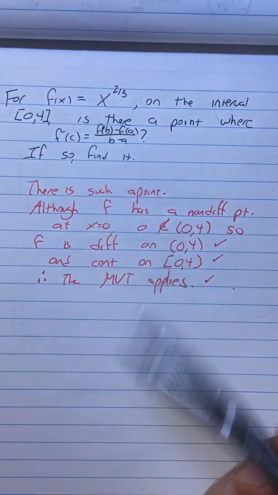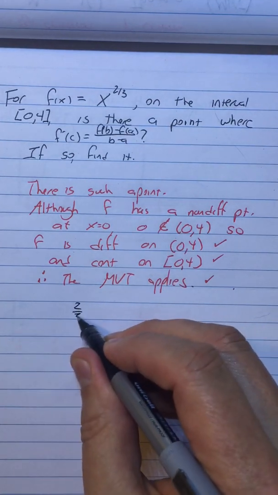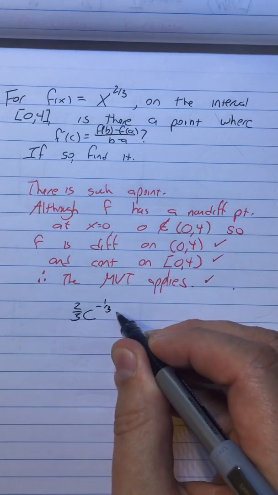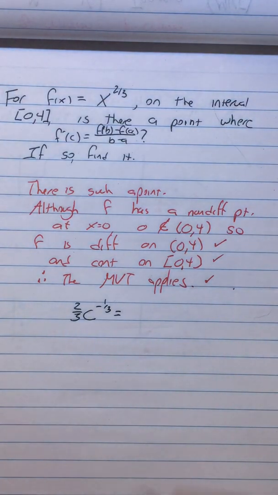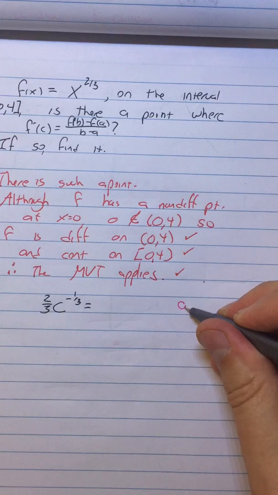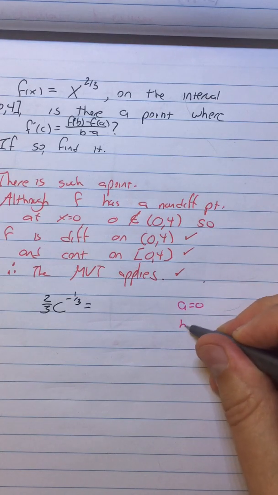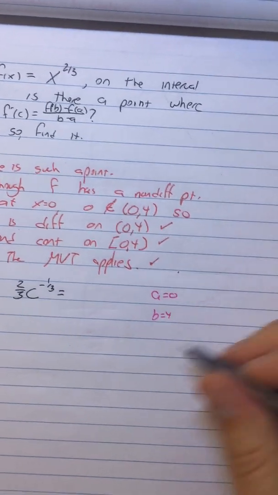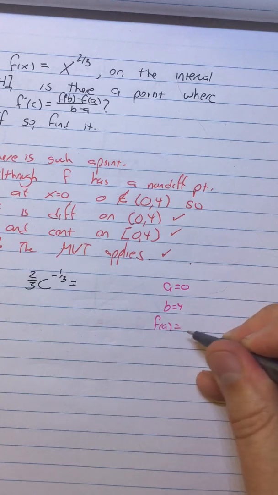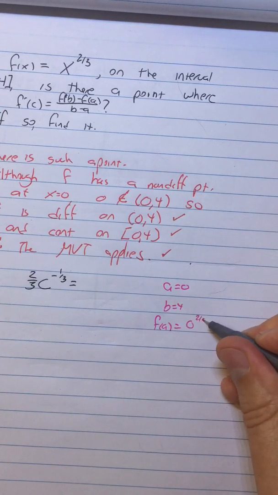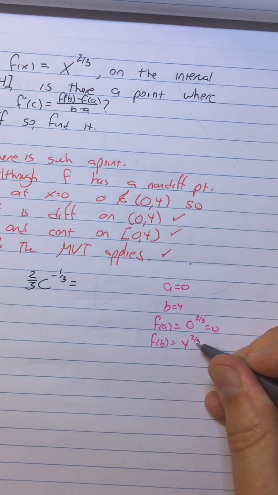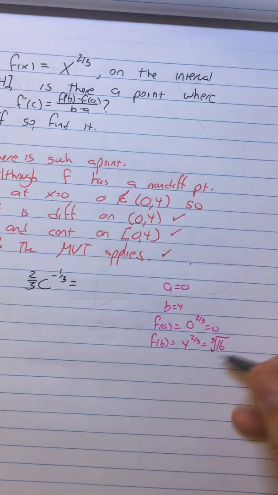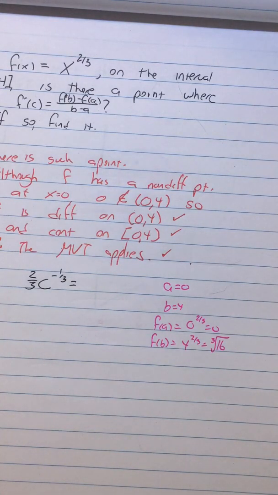So f prime of c, we already know, is 2/3 c to the negative 1/3 power. And that equals, well, we want the f of b minus f of a. So let's figure out what that stuff is. So we know that a is 0 and b is 4. So f of a is 0 to the 2/3 power, which is 0. And f of b is 4 to the 2/3 power, which is the cube root of 16. And you could simplify that somewhat, make it 2 cube root of 2, but I'm not going to.